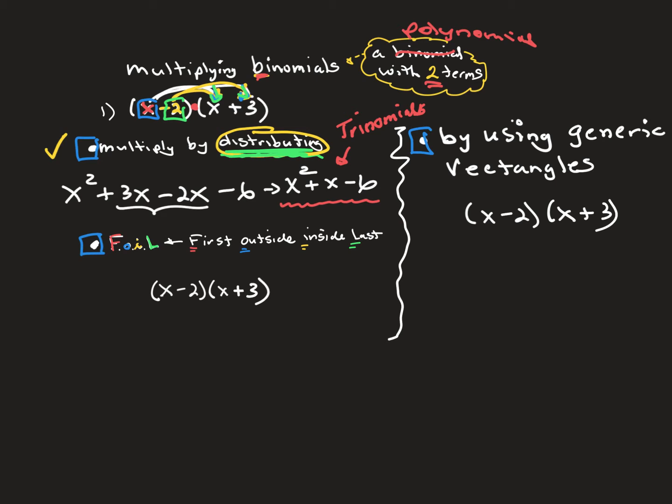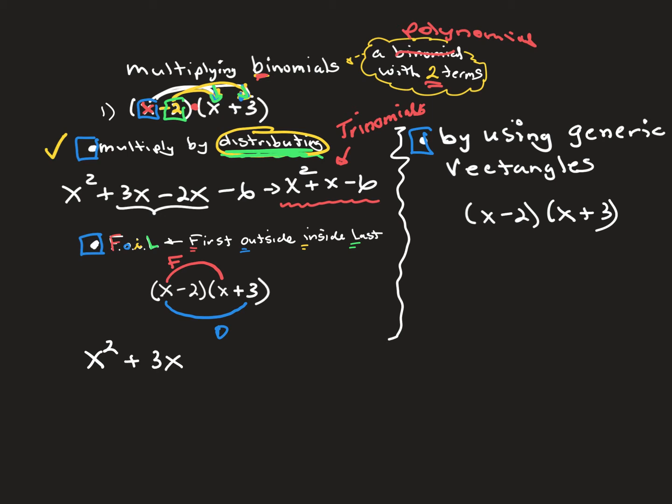So basically, we're going to multiply the first ones together. So these two are the first in the parentheses. So that gives us x times x is x squared. When you multiply the outside ones together, that's the ones that are furthest to the outside. Those are your outside ones. So x times 3 is a 3x.